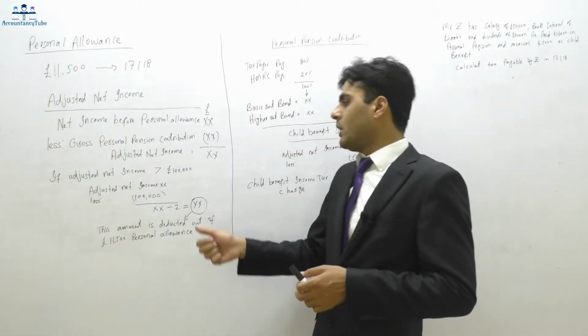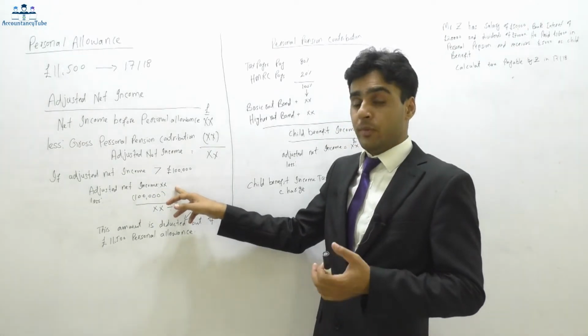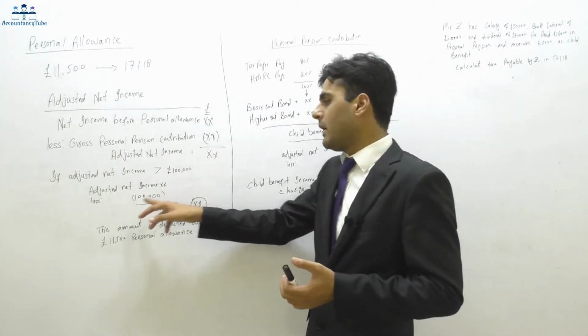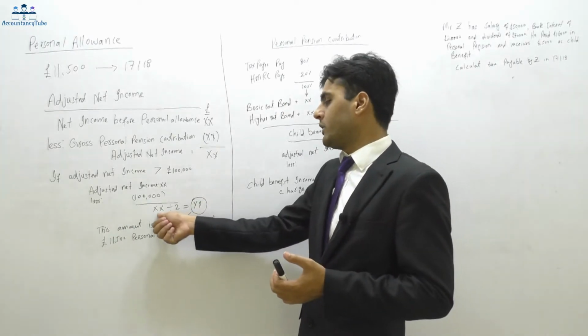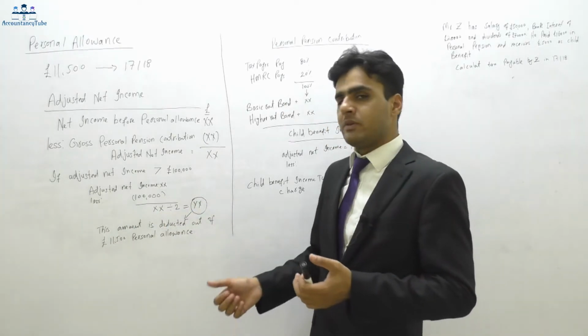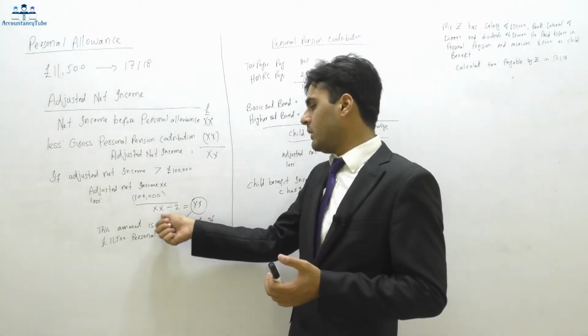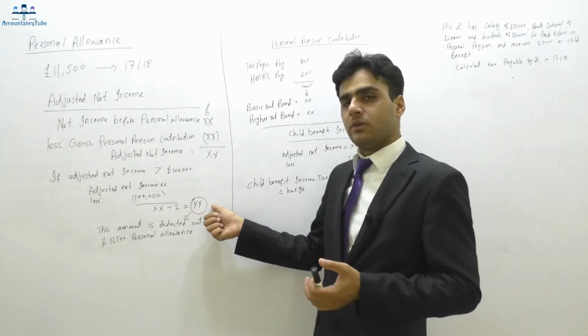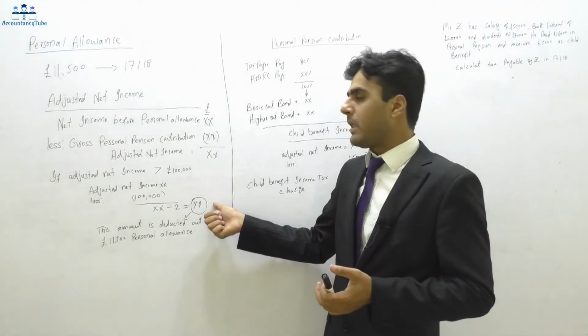How can we reduce? We will take adjusted net income, whatever the adjusted net income is, assuming it is more than £100,000, less £100,000, which is the threshold. Whatever the amount is, we will divide that by 2. We'll take half of it, and that is the amount. So after dividing it by 2, whatever the amount is, we will reduce our personal allowance by this amount.